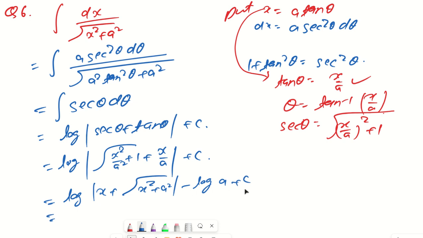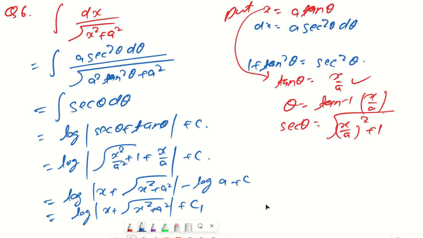Minus log of a plus c is another constant, so I can write it together as log of x plus root under x square plus a square mod plus some constant c1. So this is the integration of dx by square root of x square plus a square, equal to log of x plus root under x square plus a square plus some constant c or c1, whatever you want to write.